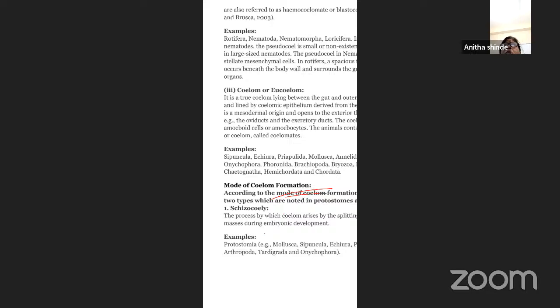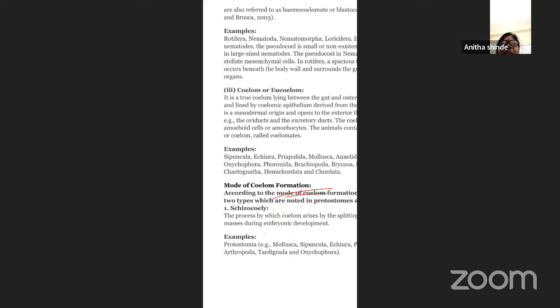Now, what are protostomes? How to differentiate between protostomes and deuterostomes: as I told you, when the embryo develops, the first opening that is formed in the embryo will form the mouth in protostomes. Whereas in deuterostomes, the first opening of the embryo will be transformed into the anus, not the mouth. The mouth will form later. That is how it has been characterized.